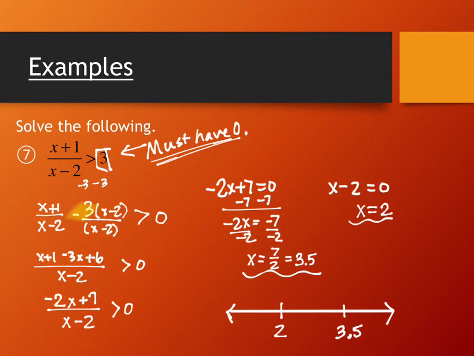And we need points in and around these points. So what's a nice number before 2? 1, or my favorite, 0. So use your 1 or use your 0. How about between 2 and 3.5? 3 is good. And then after 3.5, maybe you pick 4 or something a little bit bigger. I'm going to go back to the calculator and put those values in. So let me put that screen on.